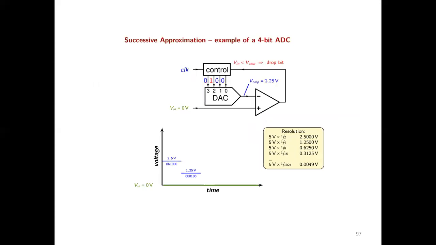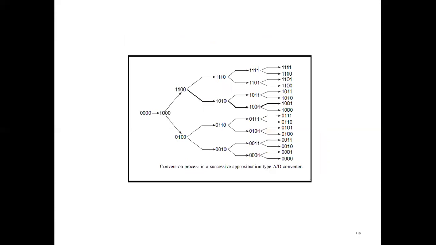So this is the example. See the variations. This is the conversion process in the successive approximation type. We are comparing: if it is 1, it goes like this, and if it is 0, it goes like this. If 1, it means the upper condition, and 0 means the lower condition. Like that we can define the different values. This is a 4-bit successive approximation type.